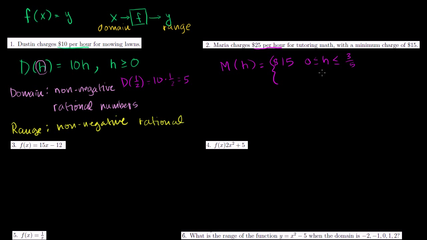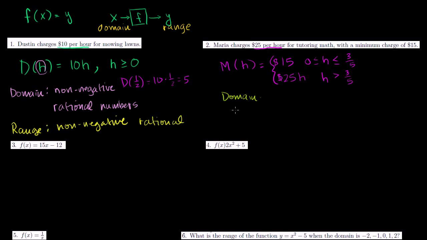And then after that, for h greater than 3/5, she's going to charge $25 an hour. She's going to charge 25 times h. So that's her function definition right there. Now, what is the domain? The domain for Maria's billing function.